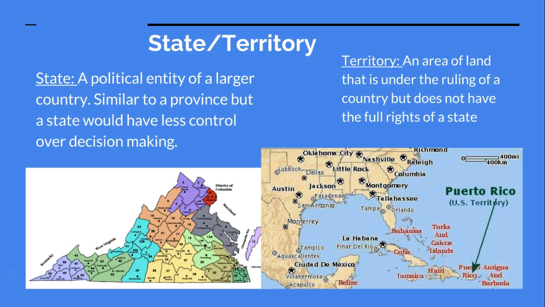So let's look at states next. A state is a political entity of a larger country. Again, it's almost the same thing as a province, but it is smaller, and they have a little less control over decision making. They're governed a little bit more by the federal government. Then we move on to territory. A territory is an area of land that is under the ruling of a country. One of the best examples here is Puerto Rico. Puerto Rico is actually a territory of the United States, meaning that it is technically a part of our country, but it does not have the full rights of a state.